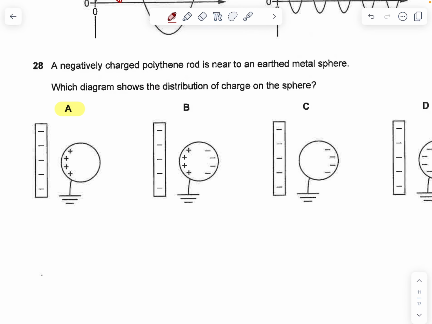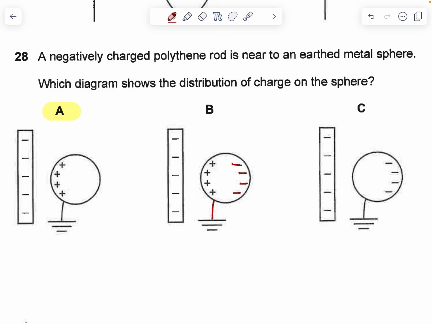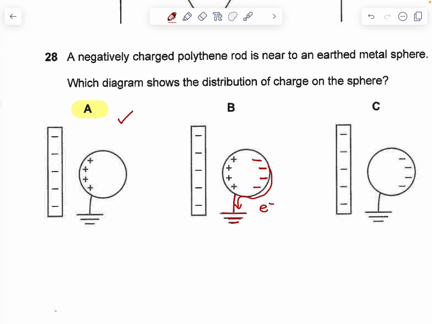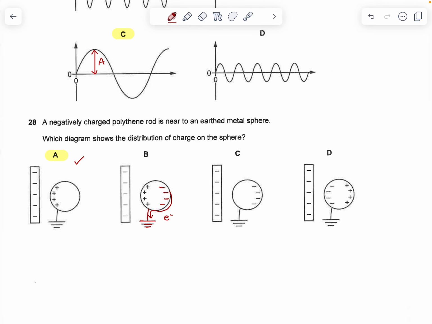Question 28. A negatively charged rod is brought near an earthed metal sphere. Which one shows the correct charge distribution? Let's look at B. B is the time where the charges haven't moved yet, and once you earth it, the charges, electrons, are the ones that move, and they move down into the Earth. Then it will result in A, the final state. Remember that only electrons move.